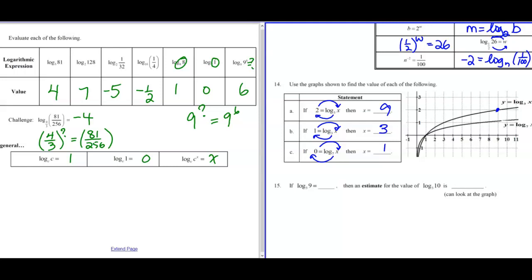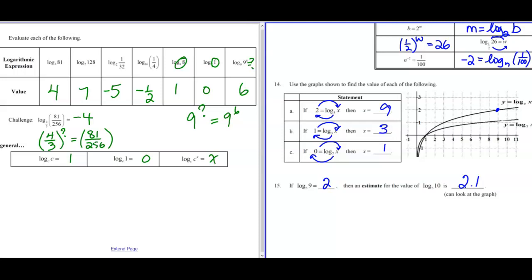So, log of 9 base 3 is 2. 3 squared is 9. An estimate for log of 10 base 3. So look at it here. X was 9, so the value of the log was 2. Now if X is 10, the value of the log will be a little bit more than 2. Maybe 2.1, you're just estimating.